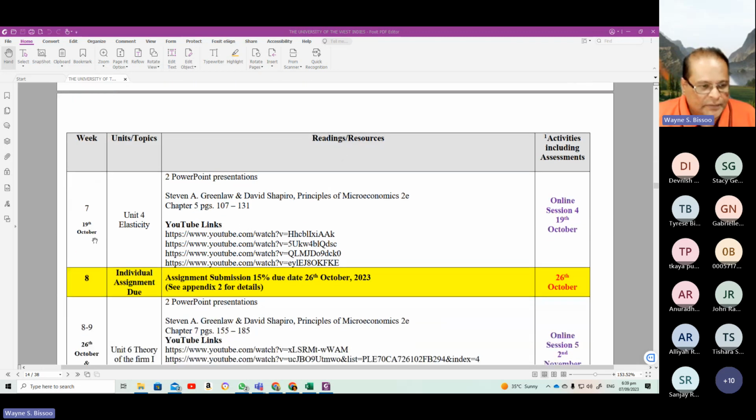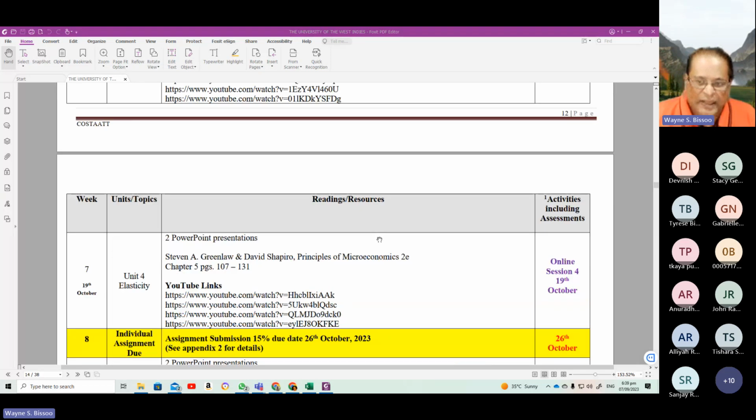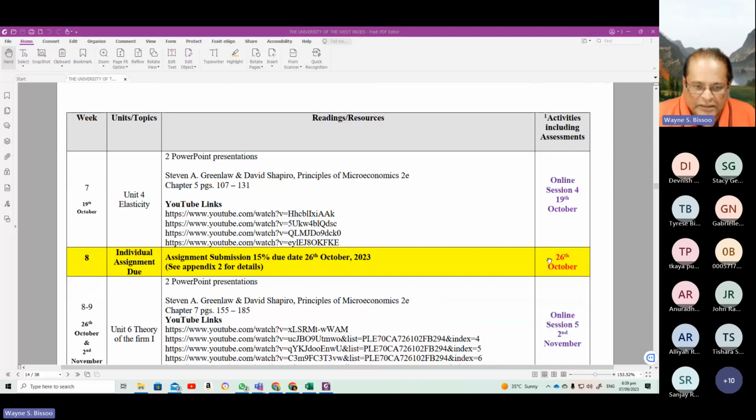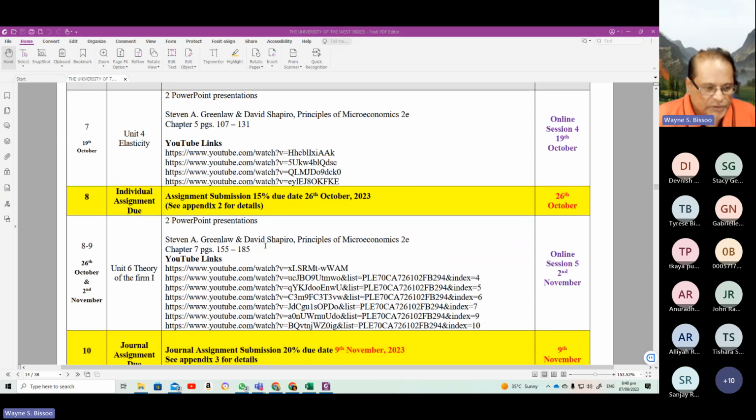Unit 7, sorry, elasticity. On the 19th of October, we should have a session. Again, it's not carved in stone; it depends on whether you have the individual assignment completed and submitted by the 26th of October. That should be done and put in. And remember, that is associated with the forum discussion, because both activities come from the same overall resource.